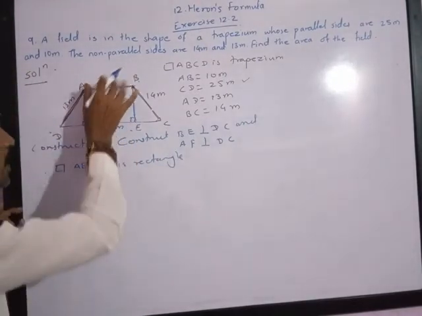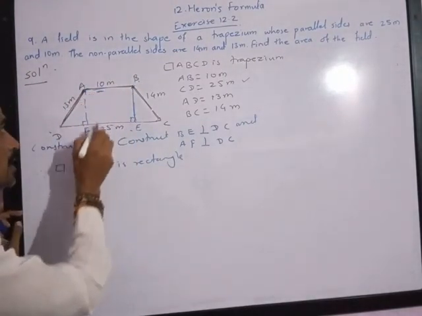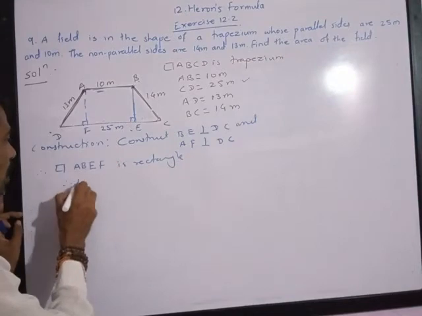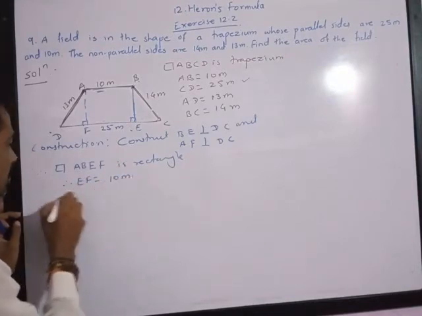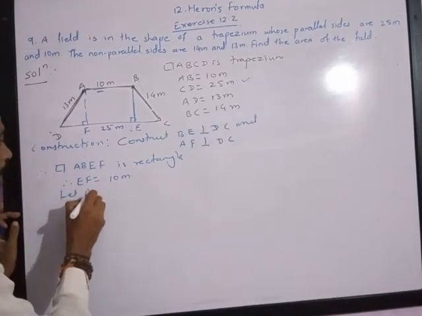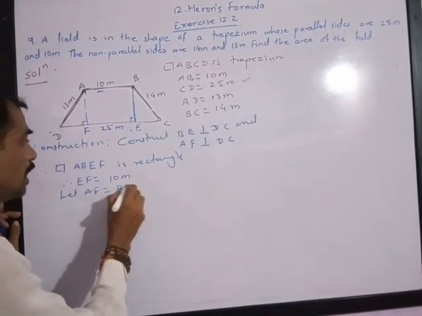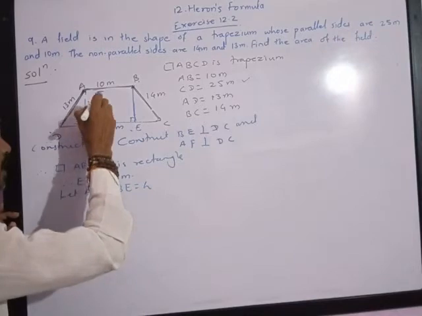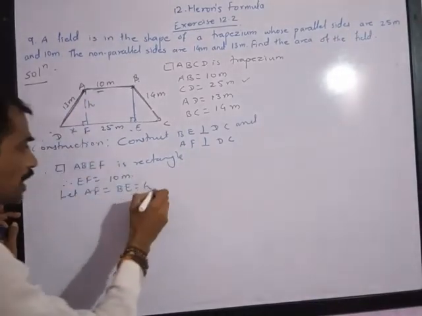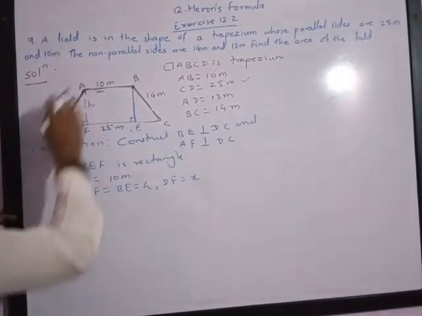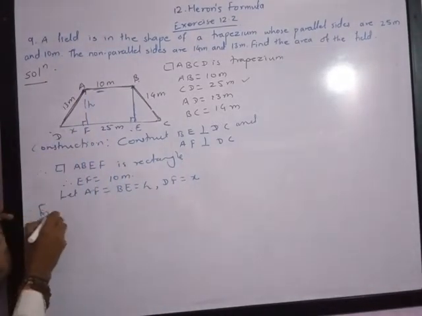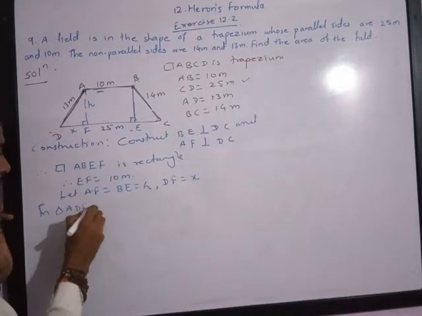We are also given this side is 10 meters. It means EF is equal to 10 meters. And let AF is equal to BE is equal to H. So I consider this as H and DF is equal to X. Now consider triangle ADF, in triangle ADF according to Pythagoras.